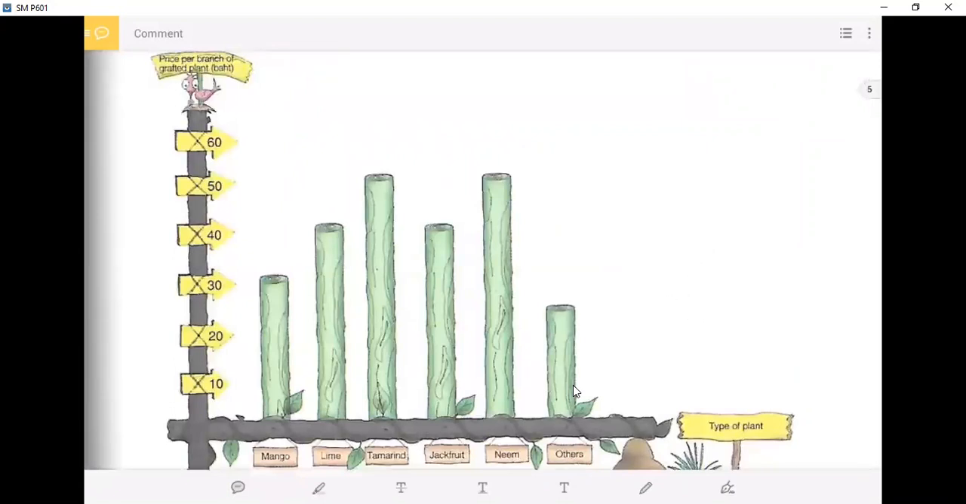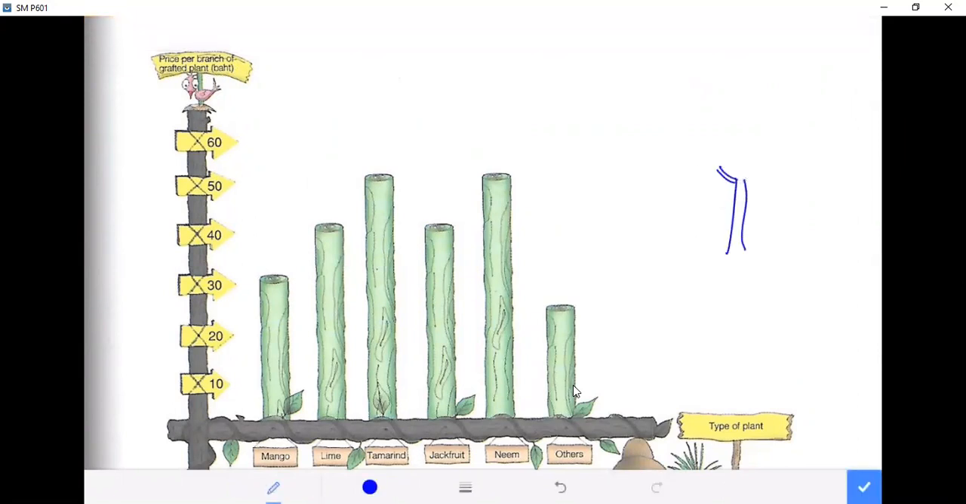Okay, you see this one, price per branch of grafted plants. Price per branch. Do you know what the branch is? If you have a tree, and you have the leaves like that, the branch is that one. It's not the stem, right? This one is called the stem. The branch is just like that.